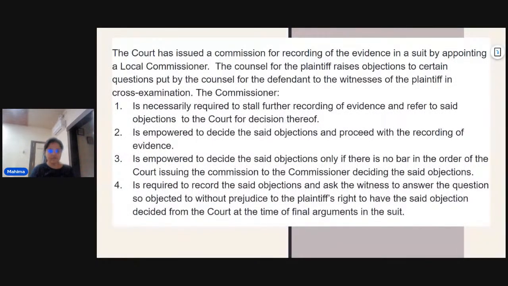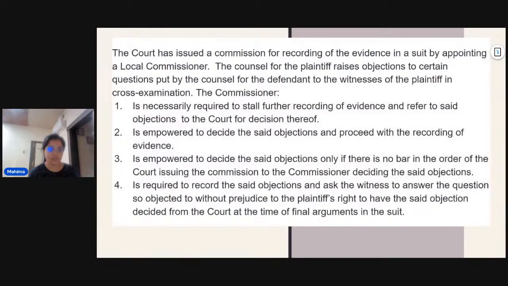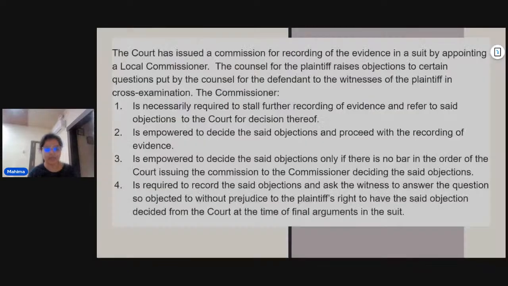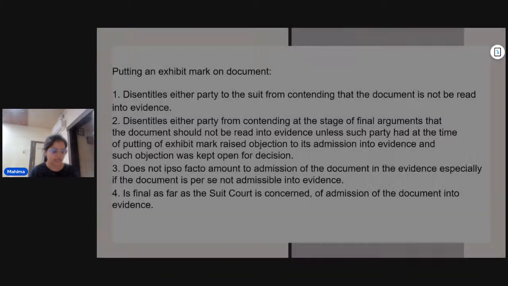Okay, everyone is saying 4, and the answer is 4. Okay, this was a question from CPC, but everyone was able to answer, and it can be related to the Indian Evidence Act as well because of issuing of the commission to record the evidence. Okay, let's move ahead then.